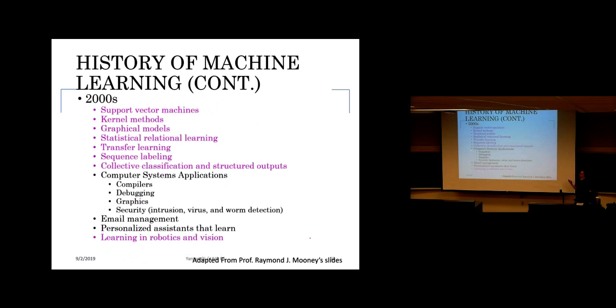And then in the beginning of the 2000s, there's support vector machines, a very big advance. And questions? Do you have a question about history? Okay. Then we have transfer learning, collective structured output prediction, and a lot of applications like email spam classification, personalization in retrieval, in robotics, in vision, all happened dominantly in the early 2000s.